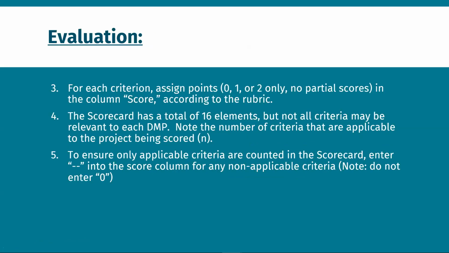For actual evaluation, for each criterion, you assign points, 0, 1, or 2 only, no partial scoring, in the column of score according to the rubric, which I'll go over in detail in just a few slides. The scorecard has a total of 16 elements. These all derive from elements required in the DDOMP, but sometimes not all criteria are necessary in a DDOMP depending on the data types that you have. So note the number of criteria that are applicable as well as the scores. And then at the end, simply you're counting the scores in the scorecard and dividing by the number of applicable criteria to arrive at a score.